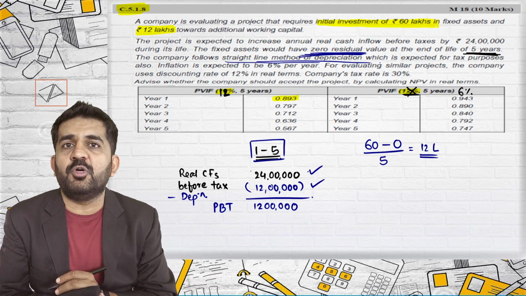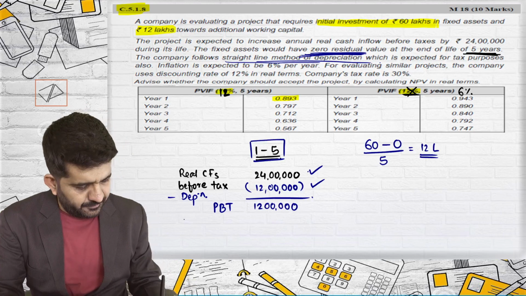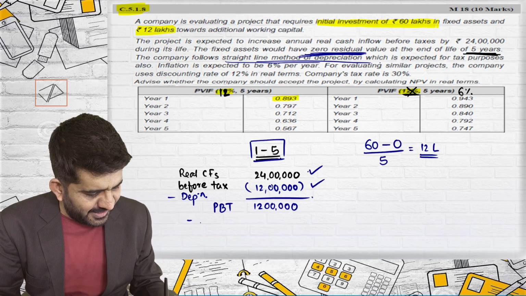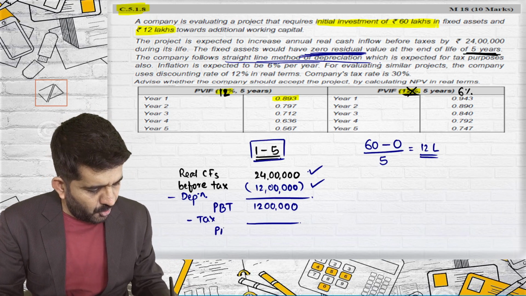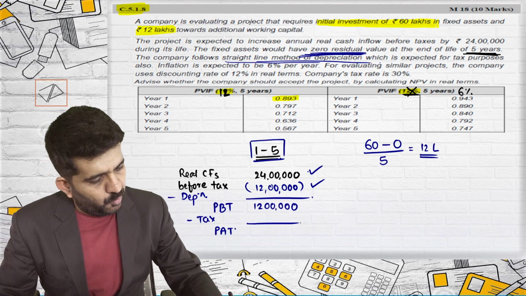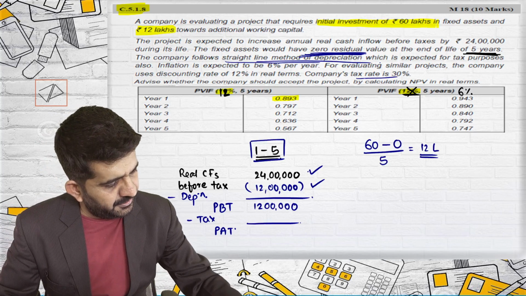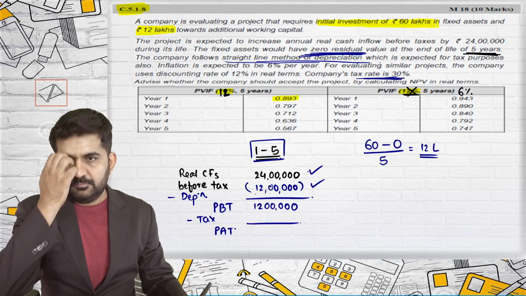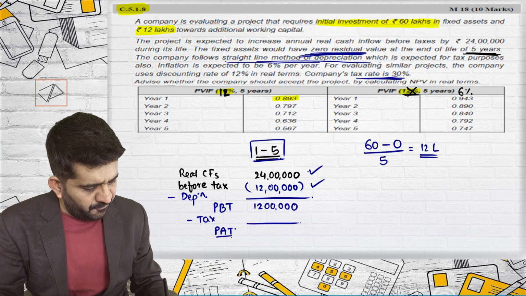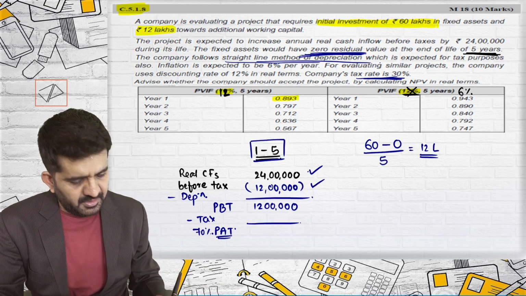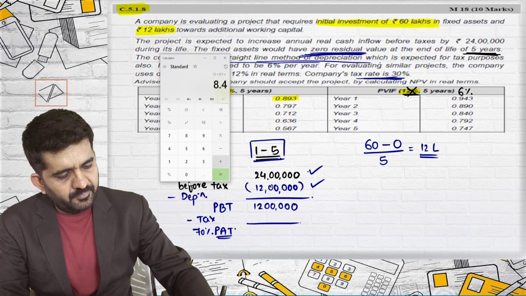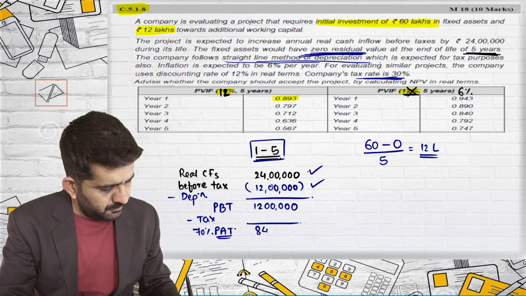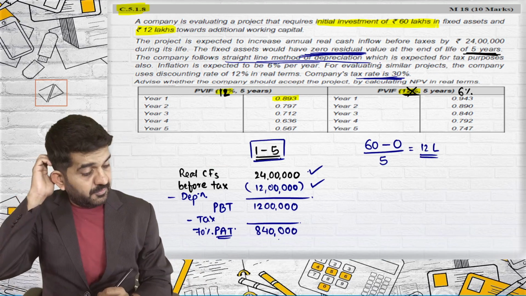What is profit before tax? 12 lakhs. Minus tax. I told you never to find out tax. Profit after tax. What is the tax rate? 30%. So profit after tax will be 70%. 70% of 12 lakhs is 8,40,000. That will be profit after tax.